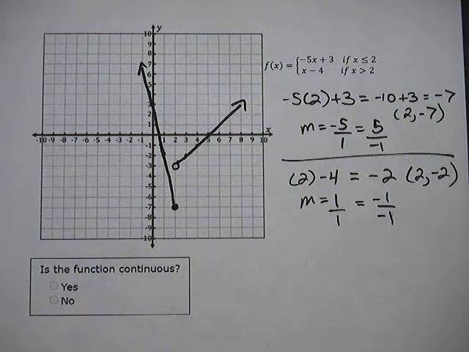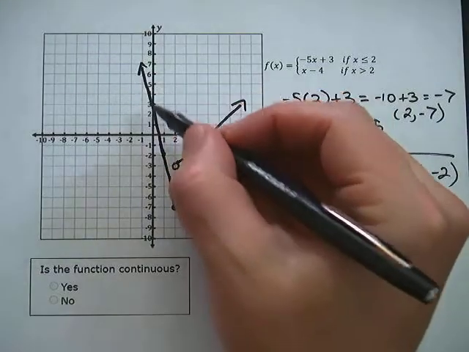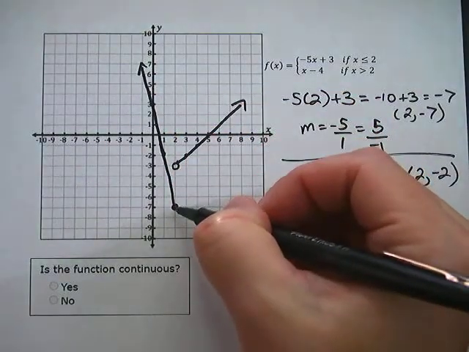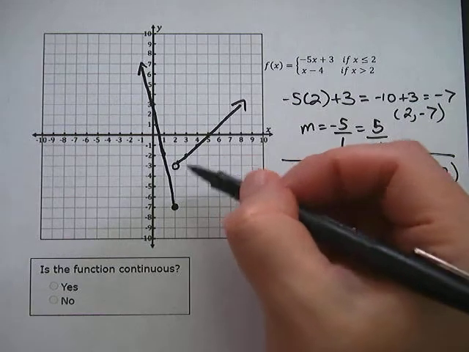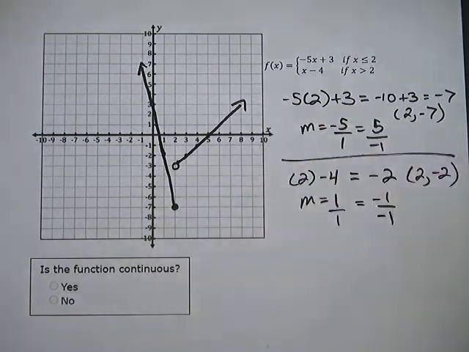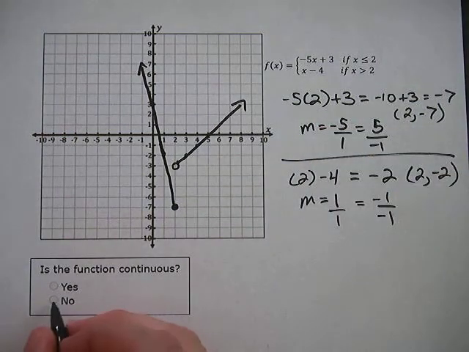Okay, is the graph continuous? Can you draw it without raising your pencil? And the answer is no, you cannot, because you draw one portion of it, get here, then you have to lift up, and then draw your open dot, and keep going. So this one is not continuous, no.